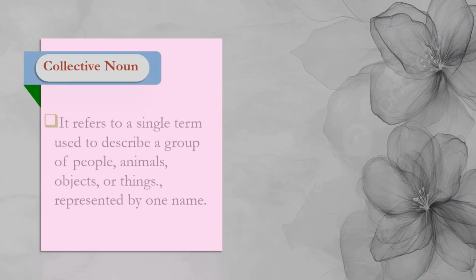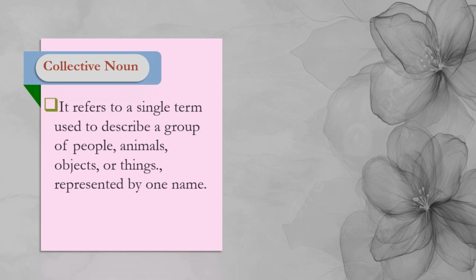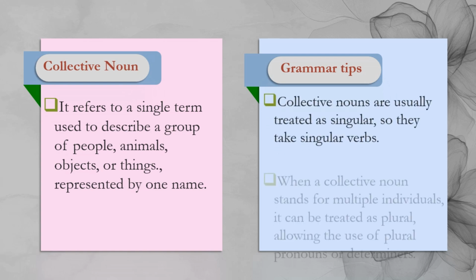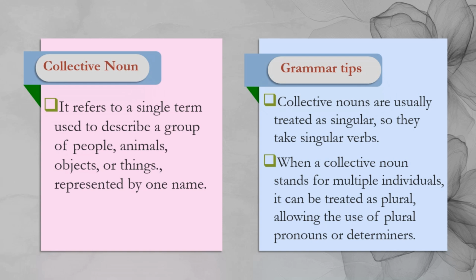A collective noun is one word that names a group of people, animals, or things. Examples: team, herd, class. It is usually used as singular in a sentence. The team wins, singular verb. The jury reaches, singular verb. Collective nouns are usually treated as singular, so they take singular verbs. When a collective noun stands for multiple individuals, it can be treated as plural, allowing the use of plural pronouns or determiners. For example, the team are arguing, plural verb. The jury disagree, plural verb.